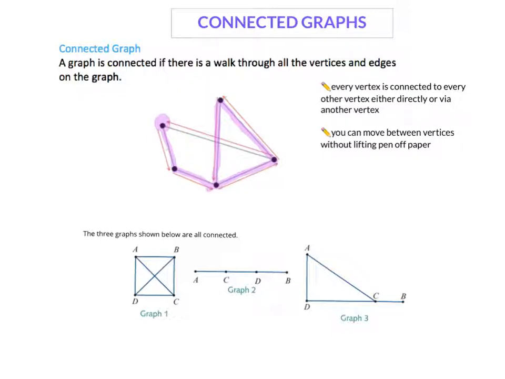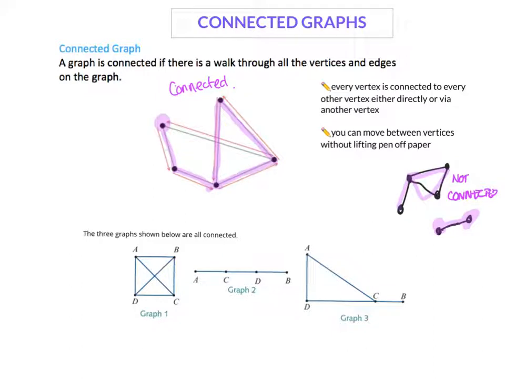If I had a graph, I'll draw one. So if I had a network, it might look like this, and then say 2 over here. You see, I can't get to all the things without lifting off my pen. I would have to lift it off, then put it back down and go to do those. So this one is not connected, and the one up the top there that we did is connected. Okay, so that's what a connected graph is.